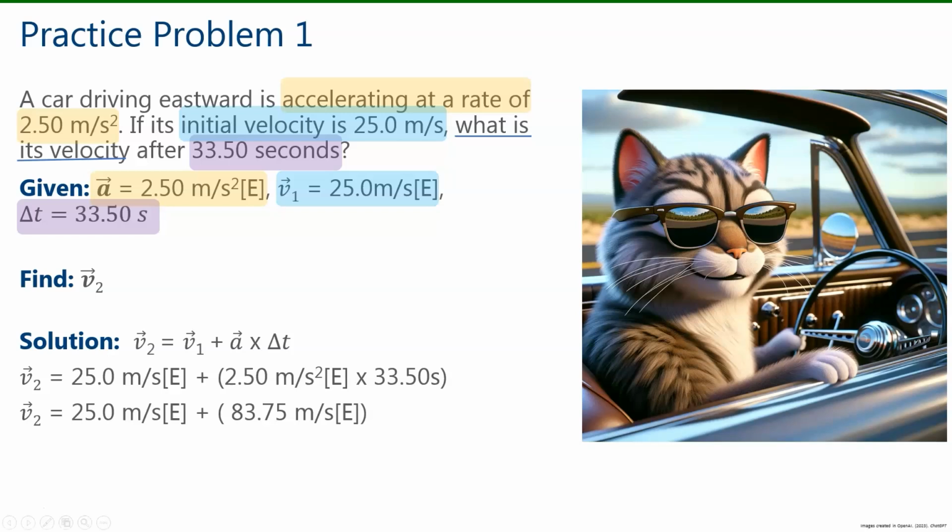So now I'm going to add, and I get 108.8 meters per second east, so my answer should have the same number of decimal places as the least in my equation, which is 1. So my answer should have the same number of decimal places as the least number in my equation because I'm adding, and that means 1 decimal place.